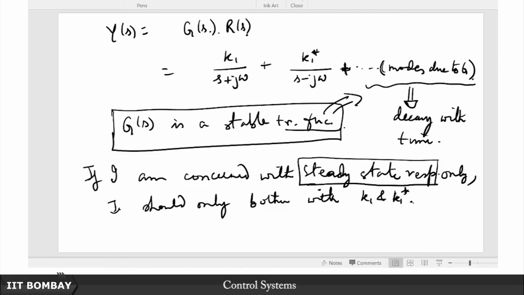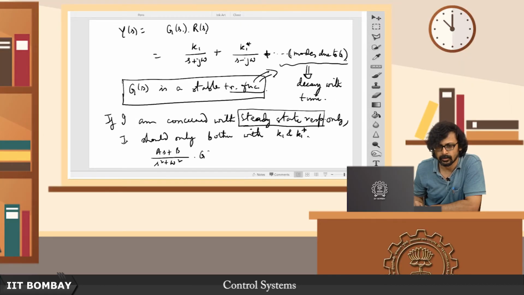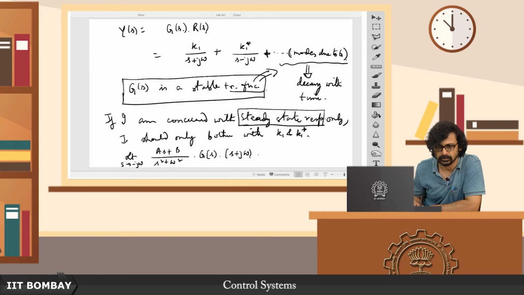So now what is this K1? Of course this K1 is a residue, so I can just take (as plus b) upon (s squared plus omega squared) times G of s. I just multiply this by s plus j omega and let s tend to minus j omega. That's going to give me my K1, right? So let me quickly write that down. That's going to be equal to a j omega plus b, okay, let me say this is b omega, right?